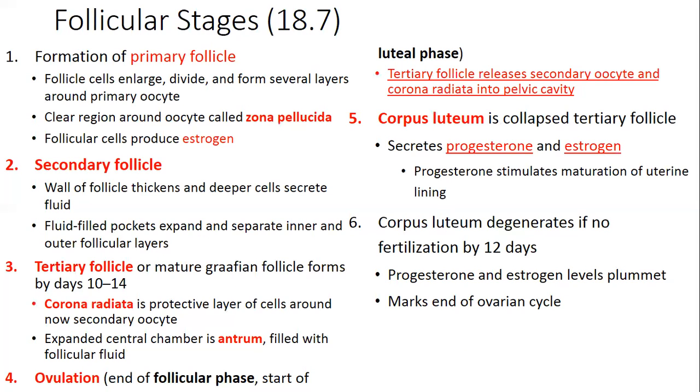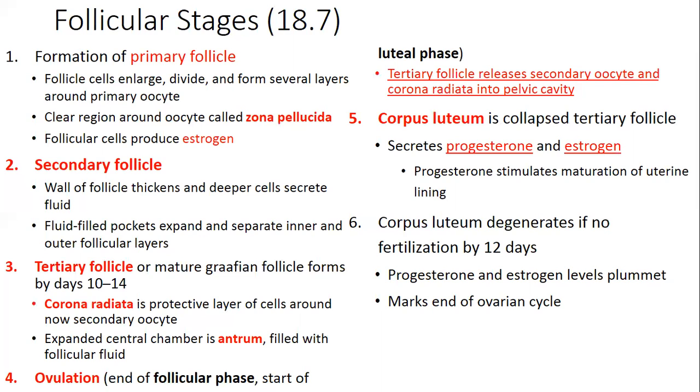These follicular stages. Formation of the primary follicle occurs from the primordial follicle. So basically, follicles just enlarge, they divide and form several layers of cells around the primary oocyte. And there's a clear region around the oocyte, a layer of tissue called the zona pellucida. The follicular cells around that zona pellucida, those several layers of cells, start to produce estrogen, one of the two primary hormones. They then develop into secondary follicles.